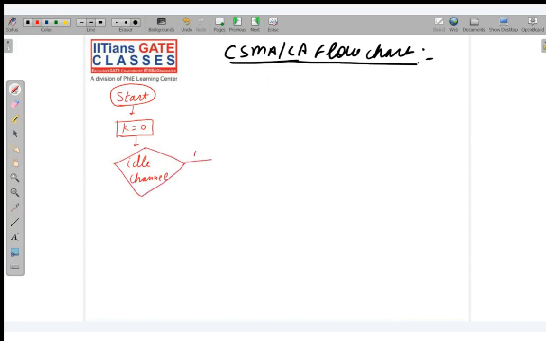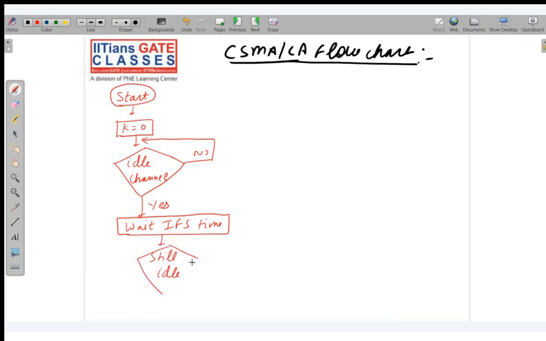If the answer is no, then it will keep on sensing the channel till it finds it idle. If it finds the channel idle, I have told you it will not send the frame immediately, rather it will wait for IFS time. Try to remember, in the previous lecture itself we discussed waiting for IFS time, interframe space time. Now, even after IFS, is it still idle? If the answer is no, then we will come back here itself. That means again you will wait for IFS time and so on. You keep on checking.